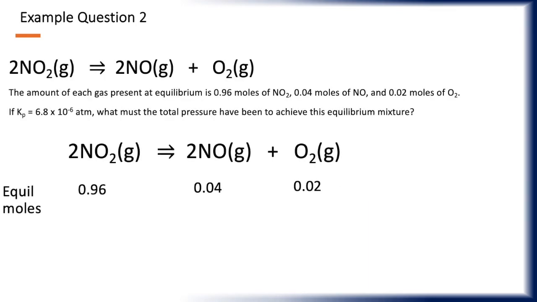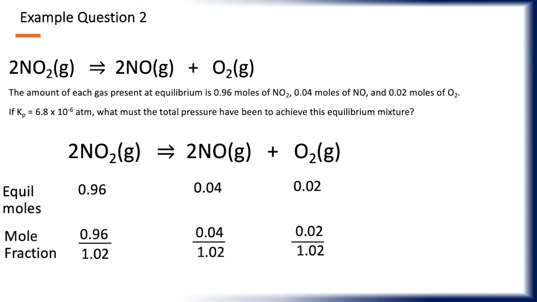So example 2, different equilibrium, and we've actually been told the moles of each gas present at equilibrium and Kp, but we need to find out what the total pressure must have been. So we put straight into the table our equilibrium moles, and we can now work out our mole fraction by adding up all our equilibrium moles, which comes to 1.02, and then dividing each equilibrium mole by 1.02, and we get those mole fractions there.